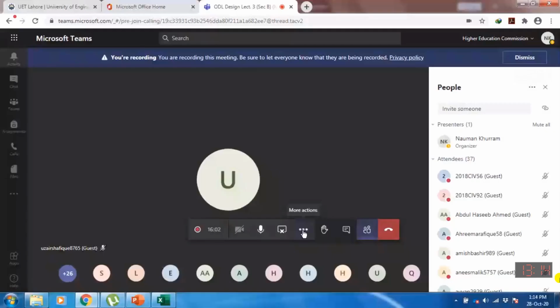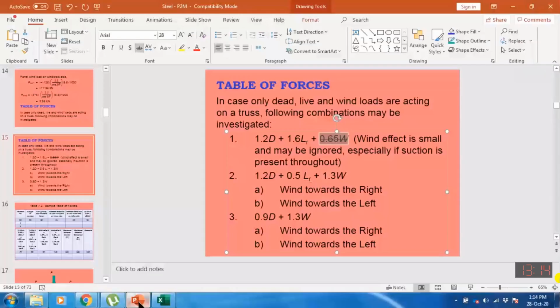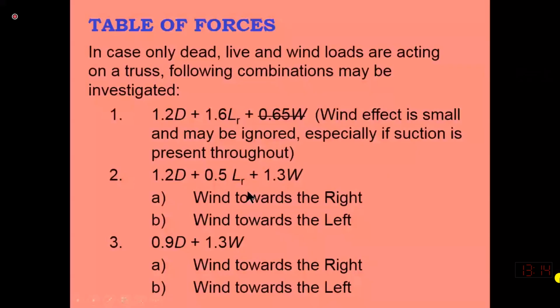Okay, the second load combination is 1.2 of dead load plus 50% of live load plus 1.3 of the wind load. So actually, if we want to consider the wind load, then we need to reduce the live load. Actually, the wind load will only be effective when the live load will be less. So if the live load is 50%, in this case we have considered the snow load. So snow load will be more in our winter case.